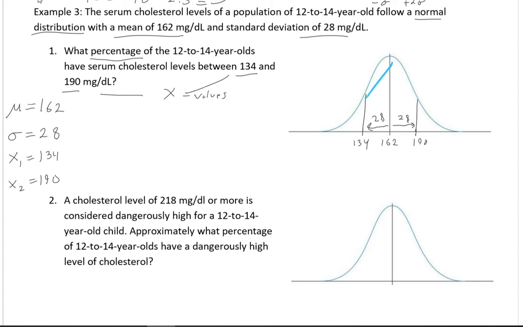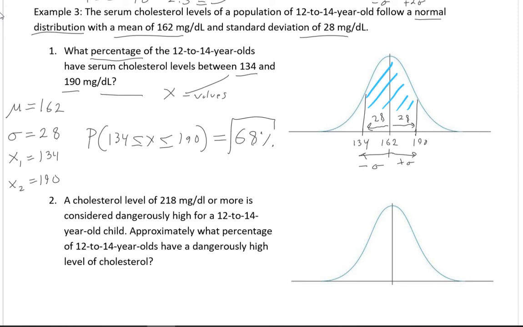And what I'm trying to find is the area between those. The probability that their cholesterol level is between those two values. Well, that's nice. That's one standard deviation up and one standard deviation down. So that means that the probability that it's between 134, again, you don't need to write this, I just like to write this because probability speak, between 134 and 190 is just 68% via the empirical rule. I don't need to do any fancy maneuvering like I did in the previous problem. Just straightforward 68.